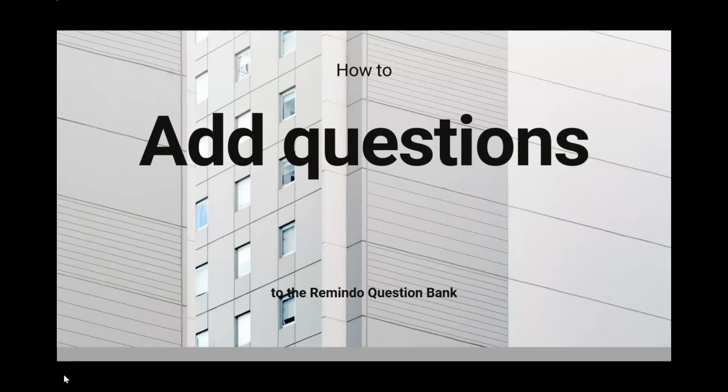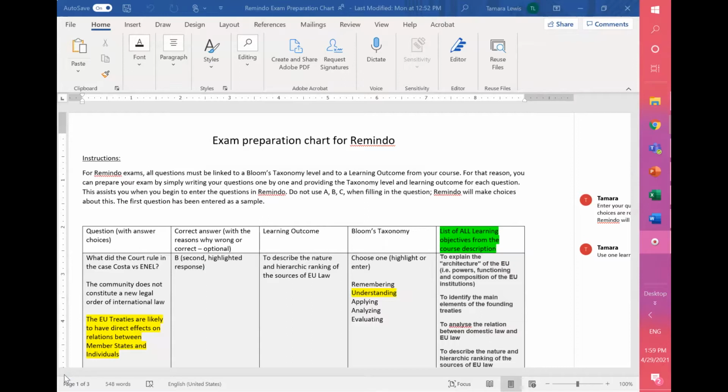This portion of the training will teach you how to add questions to the question bank in Remindo. The first important tool for adding questions in Remindo is to make sure that you have on hand your exam preparation chart for Remindo for your course. That exam preparation chart should have been finalized earlier, and therefore you should have all of the final questions for your exam in the chart. Again, to remind you, the chart doesn't just have the questions, it also has the correct answer choice, the learning outcome that the question relates to, as well as the Bloom's taxonomy level. All of these 4 categories are important as you import and transfer your questions to Remindo.